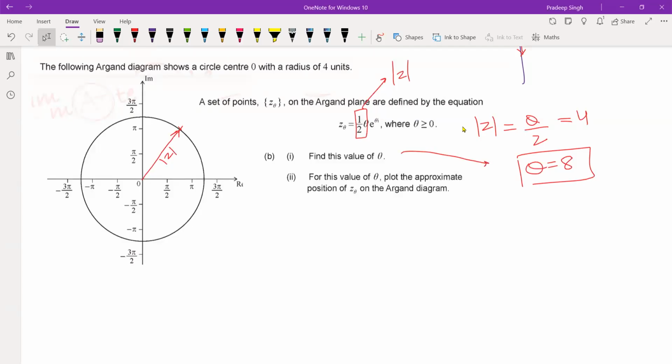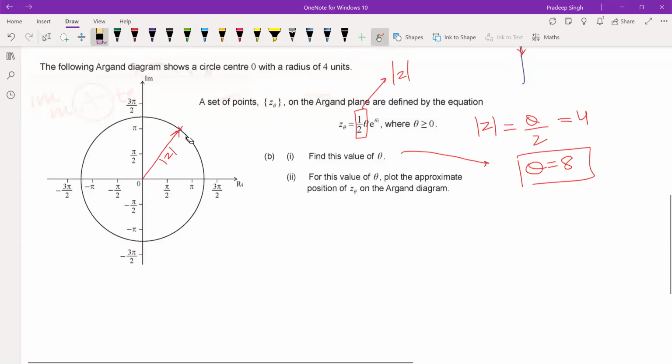So let us repeat. Mod z is the distance of the complex number from the origin, which in this case is the radius of the circle, equal to 4 units. Also, the same mod z, by comparing it with the Euler's form, is equal to theta by 2. So that's why we did theta by 2 is equal to 4. The second part is, for this value of theta, which is 8, plot the Argand position of the complex number on this Argand diagram. So how do we do that?